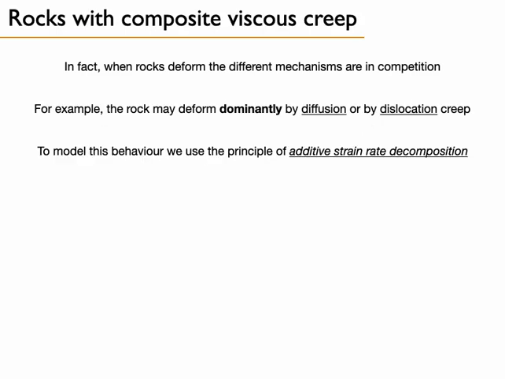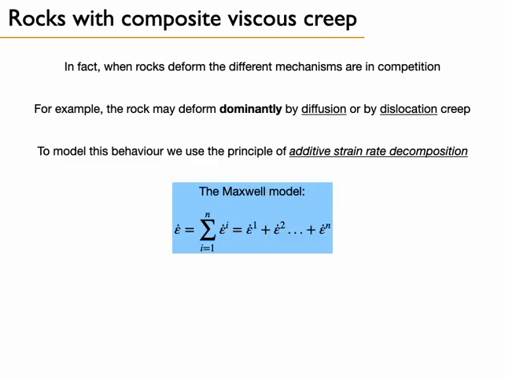So, when we want to account for both end members, we will talk about dominant deformation mechanisms. In one regime, diffusion may dominate over dislocation and vice versa. To model this behavior, we will use the principle of additive strain rate decomposition. What does it mean? It means we employ Maxwell's model. And the Maxwell model is stated as such.